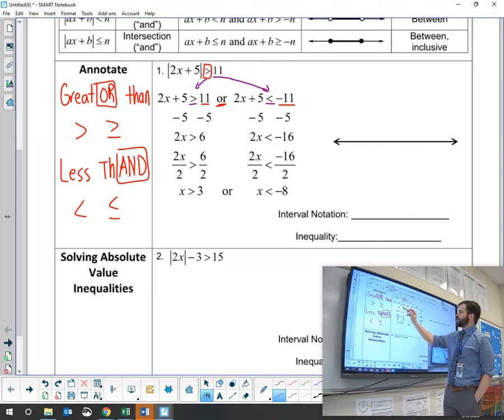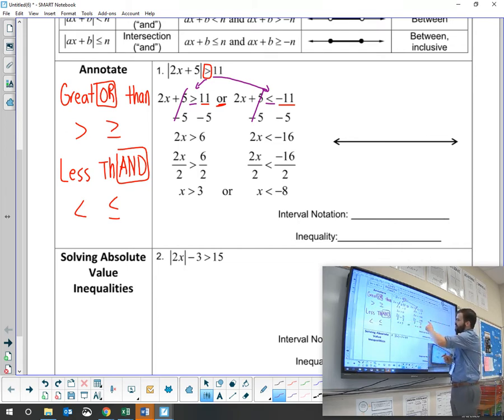Then we just solve each equation individually. So we're going to minus 5 to both sides. That's going to cancel that out. Give me 2x is greater than 6. Divide both sides by 2. X is greater than 3. On the other side, whenever I'm minus 5, it still cancels that out. But since I have a negative 11 minus 5 is a negative 16. So it's going to be 2x is less than negative 16. Divide both sides by 2. X is less than negative 8.